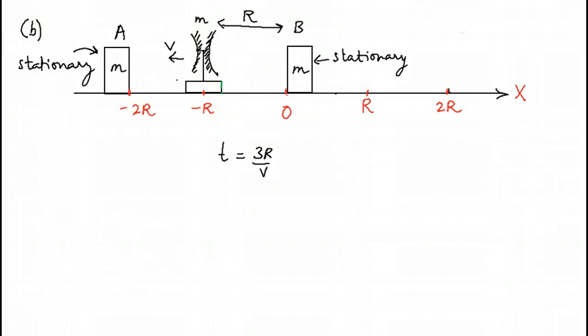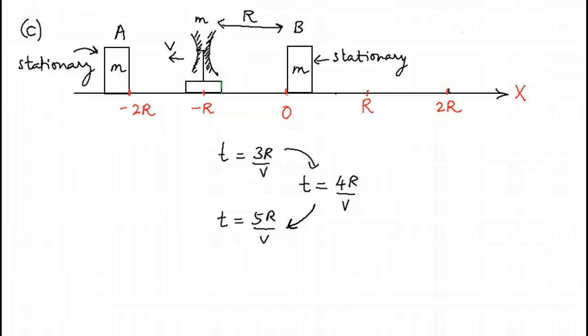Now we can actually go to part C, in which we are supposed to find what happens at t equal to 5r divided by v. And once again, in between t equal to 3r by v, for which this picture is drawn, and 5r by v, there is an important time, namely t equals 4r upon v, in which something important is going to happen in between these two times.